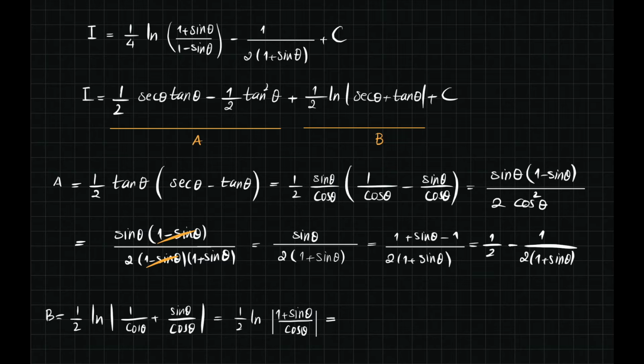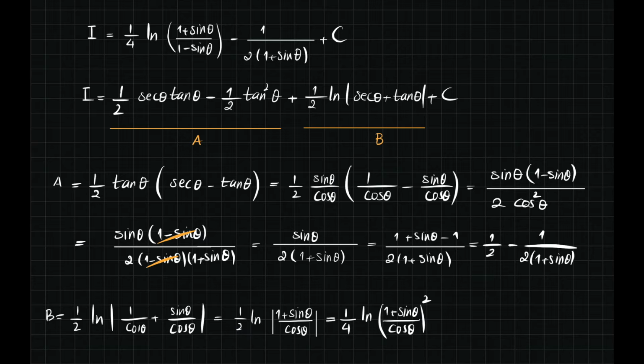But the point that I want to make is that I would write 1 over 4 instead of 1 over 2. Okay, and then I would write ln of 1 plus sine theta over cosine theta squared. Okay, why is that? Because this 2 goes back to the ln, and then that 2 and this 1/4 gives me the same factor of 1/2. So what we have done is correct.